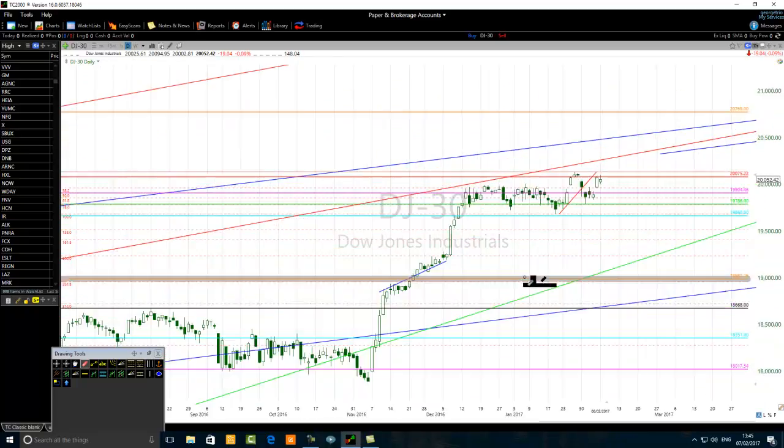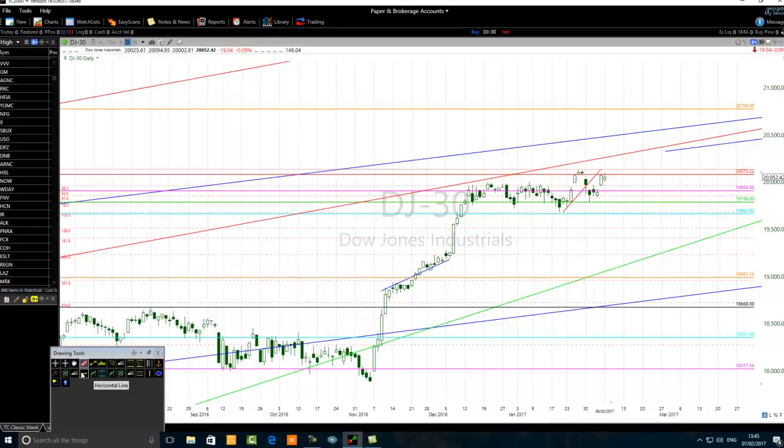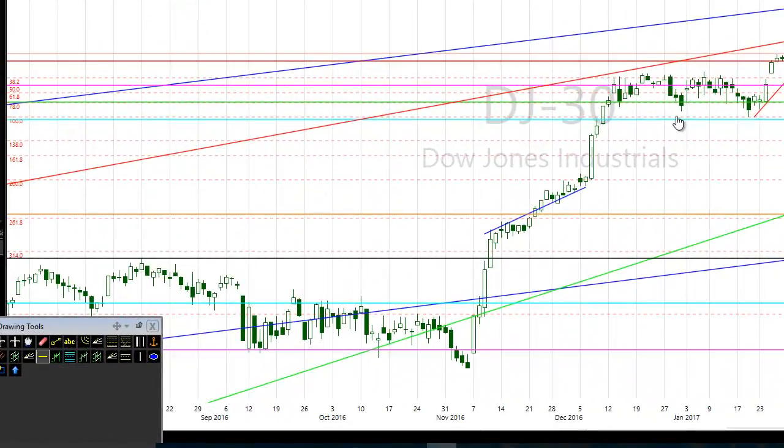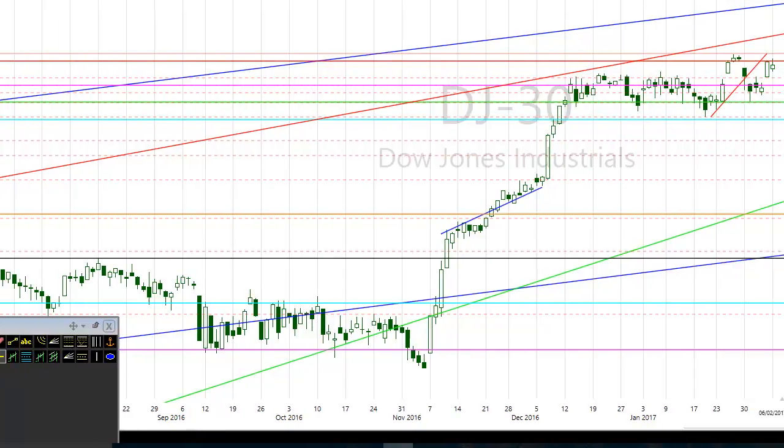Okay, now we're on the daily chart. You can see the pink line. This is the short-term equilibrium price level. The price is now acknowledging the short-term equilibrium price level by consolidating. Same thing we have seen for the S&P 500. Can you see that? The price is oscillating around the short-term equilibrium price level.